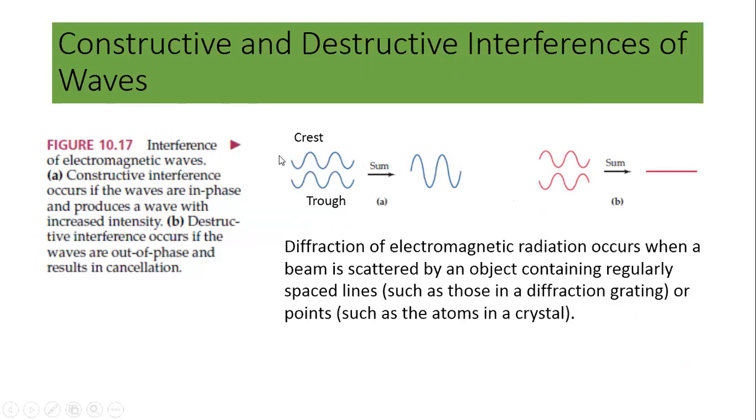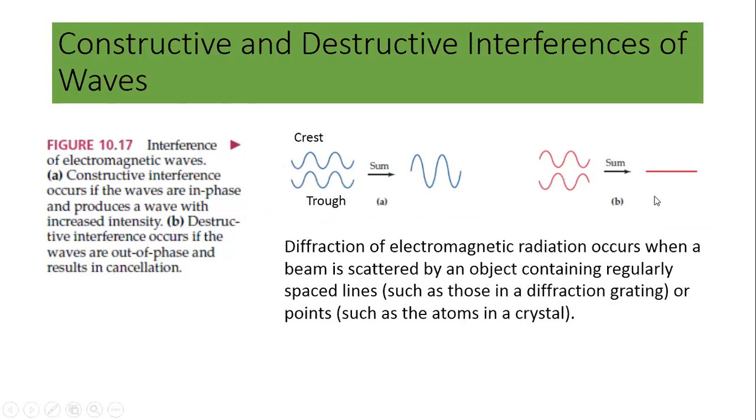Constructive interference means, for this one wave, this is the crest, and the lower portion will be the trough, and both waves are in phase. That means if you sum these up, the intensity is going to increase. This type of interference is called constructive interference, because the summation will give you a more intense wave as compared to the individual waves.